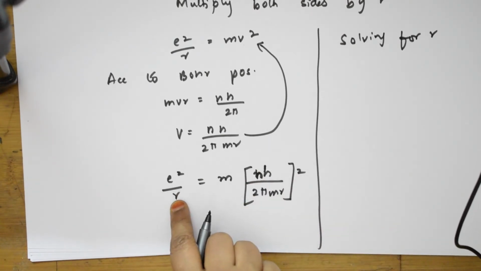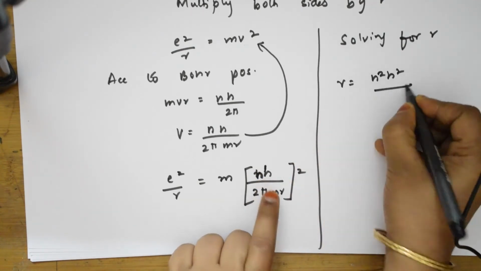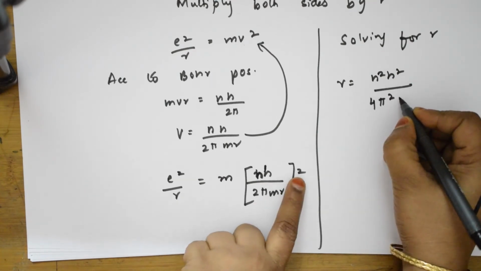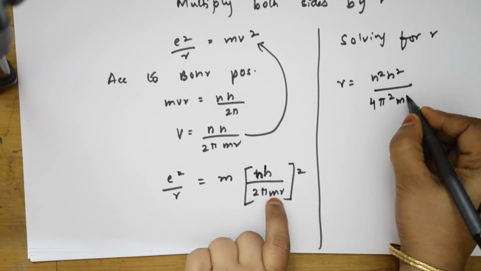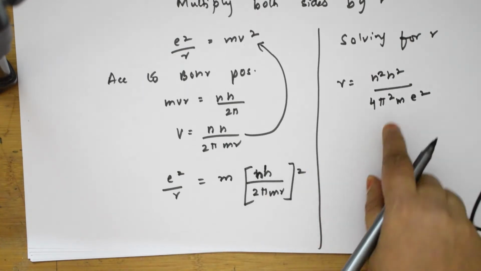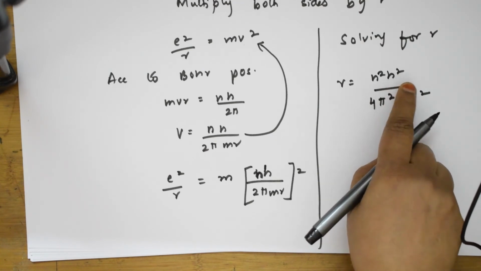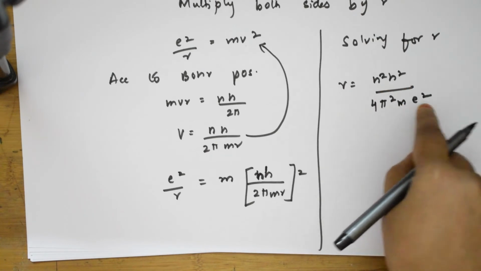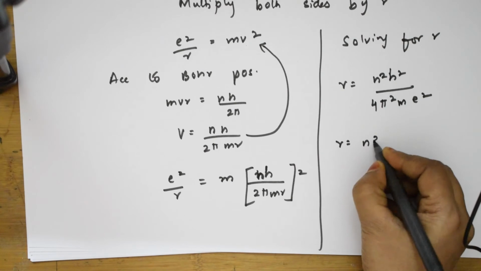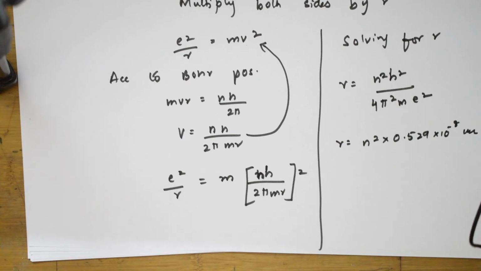So now I'm going to solve. R is equal to n square h square by 4 pi square m square, and this m and this m get cancelled, so m and e square. Fine. Since now we know the value of h, Planck's constant 6.6, the mass of electron, and the charge of electron, what do we get when we substitute? We get r is equal to n square into 0.529 into 10 raised to the power of minus 8 centimeters. This is what we get.